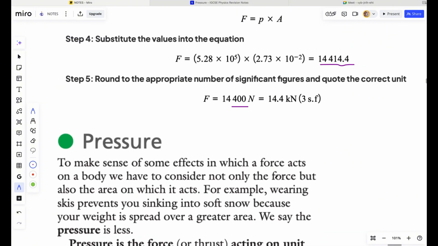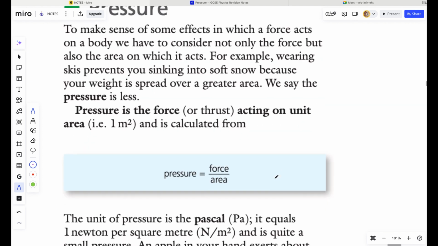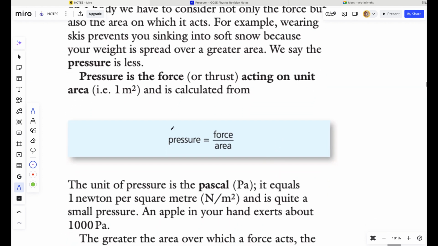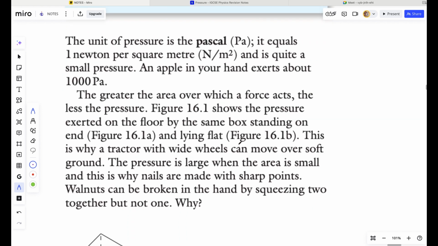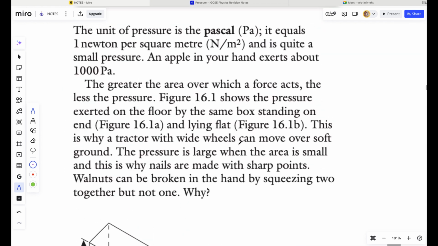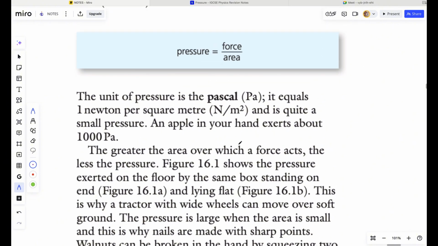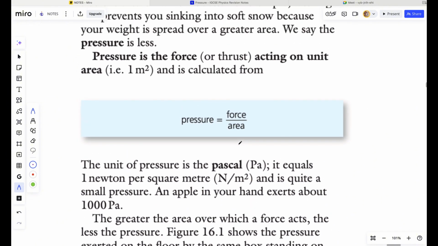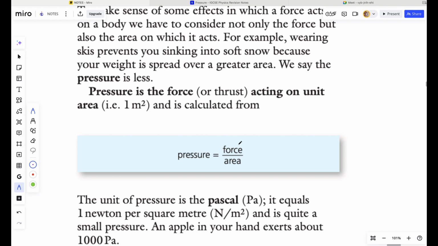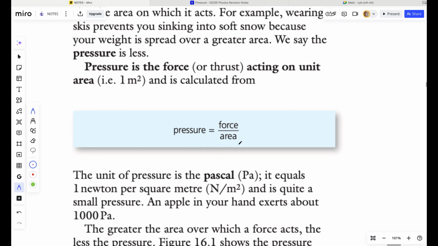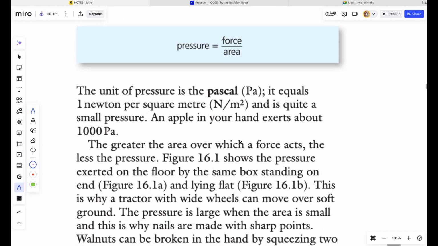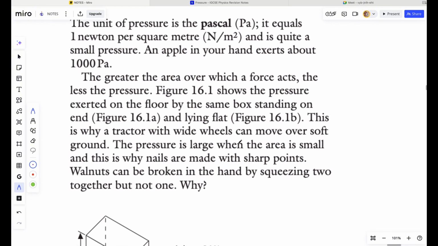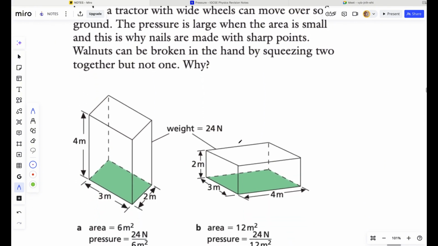So that's the basis of pressure. Force is a vector. Pressure is a scalar quantity. Pressure is force acting per unit area, and we say the unit is Pascal. We say 1 Pascal is equal to 1 Newton per meter square. And then let's take a look at this.